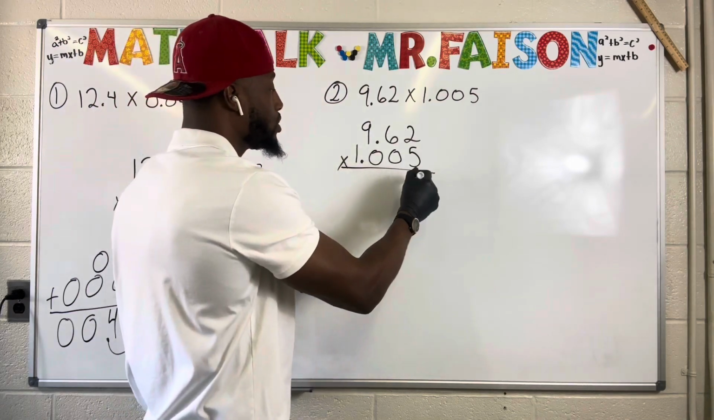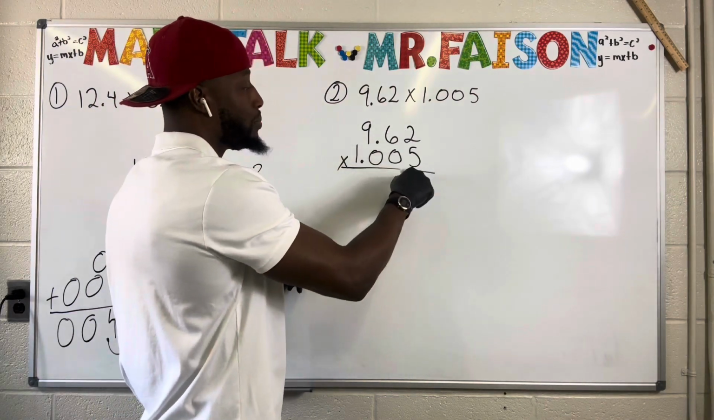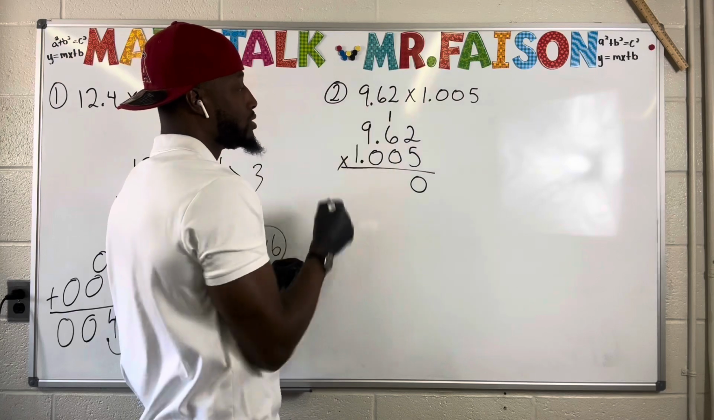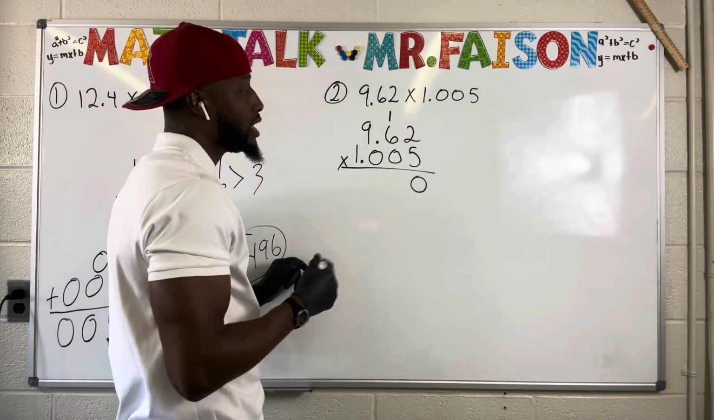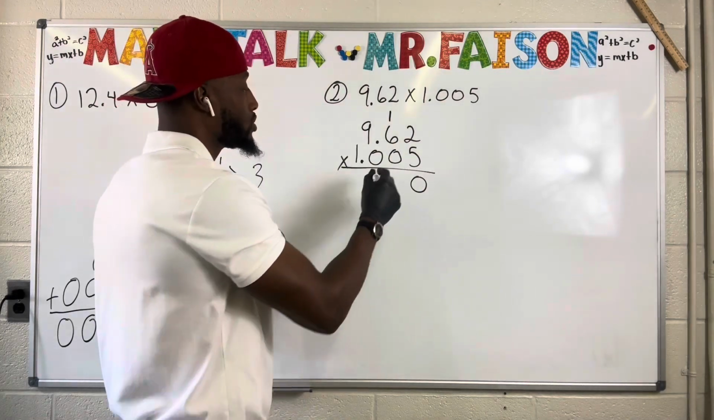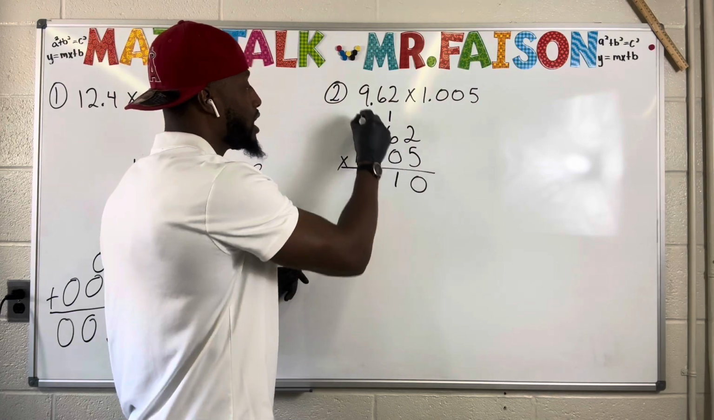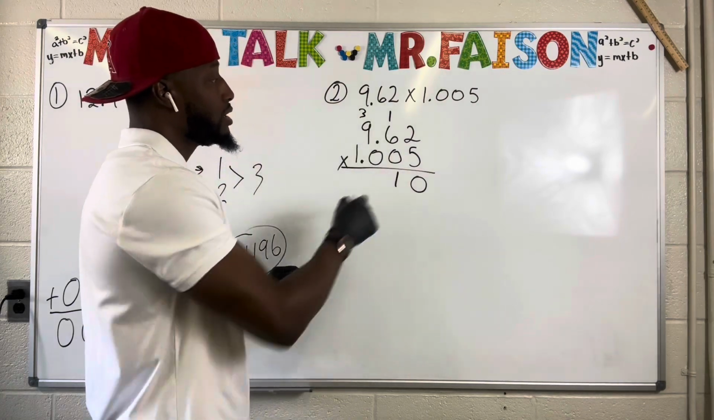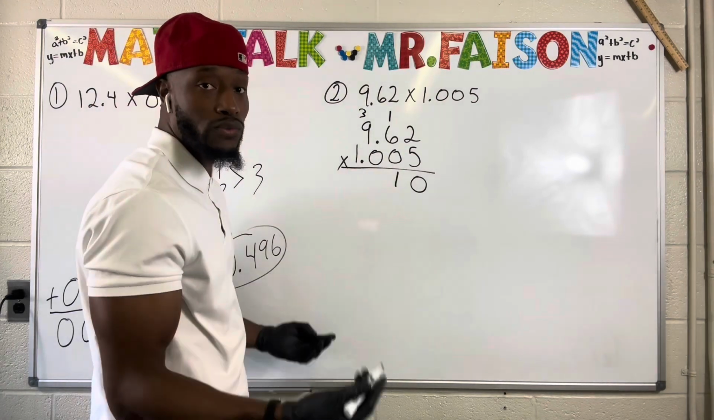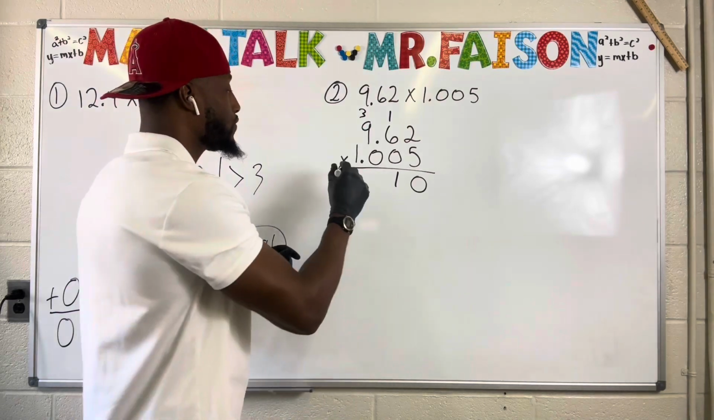5 times 2 is 10. Put the 0 here and carry the 1. 5 times 6 is 30. Plus 1 is going to give me 31. So I'll put the 1 there and I'll put the 3 up here. All right? 5 times 9 is 45. Plus 3 is 48.